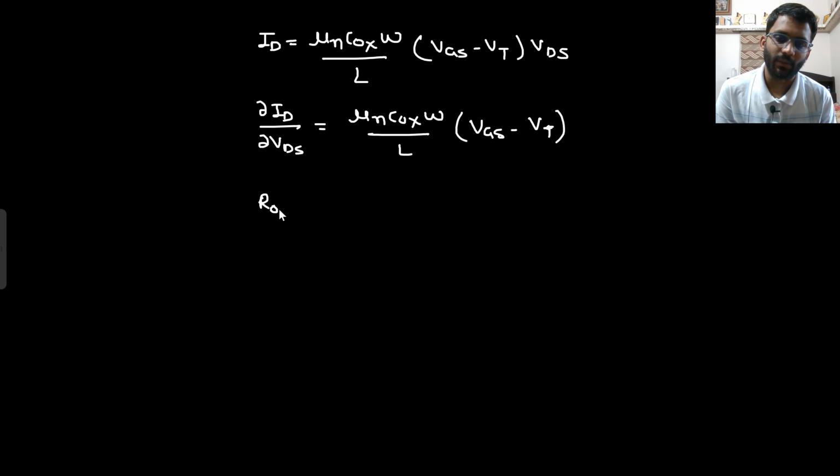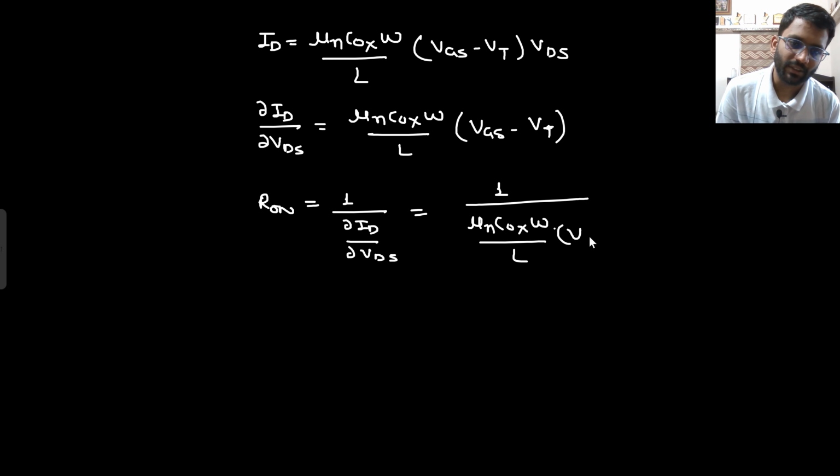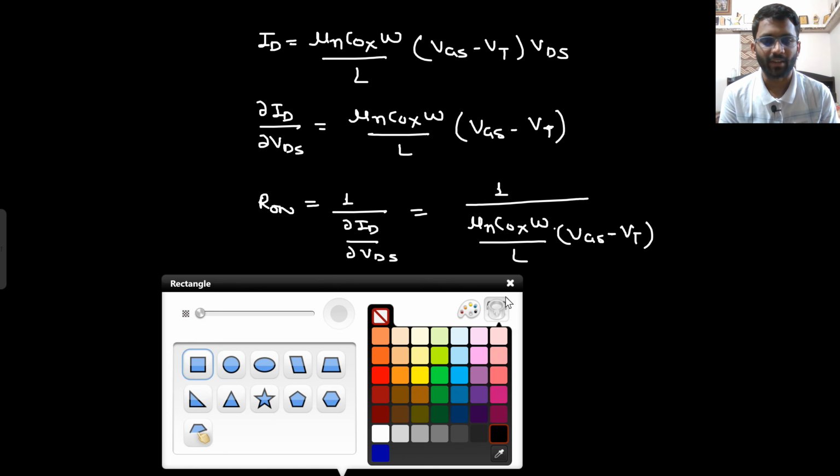And what will be your Ron? Ron is typically 1 upon del ID by del VDS. That would be 1 upon mu n Cox W by L into (VGS minus VT). That's it. Again, you don't need to mug up this formula. You can derive it anytime.